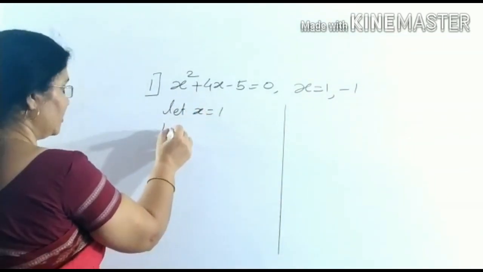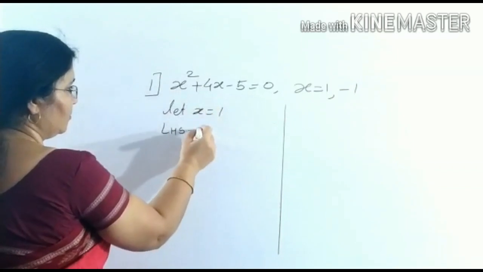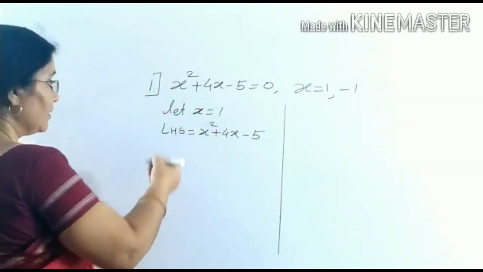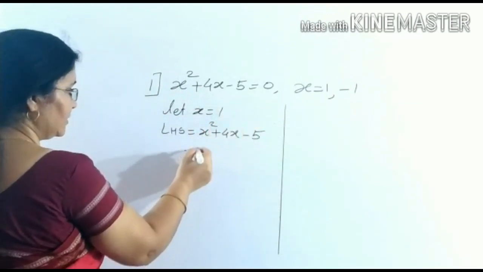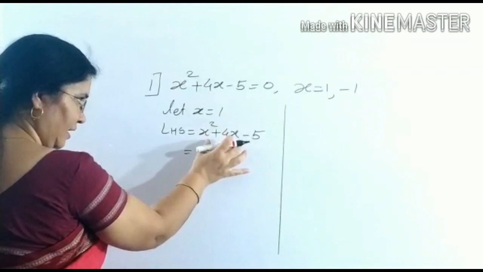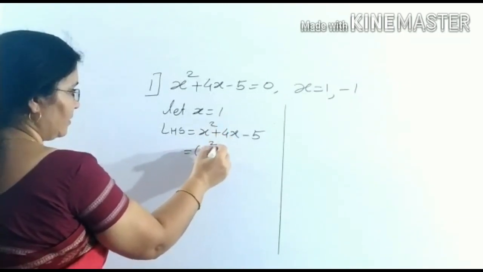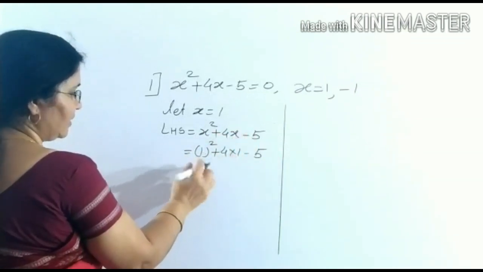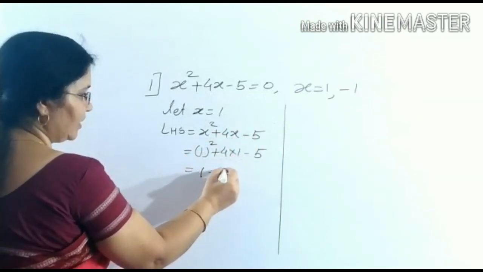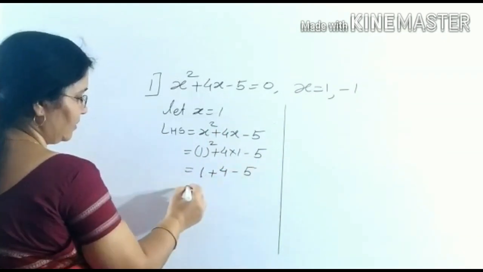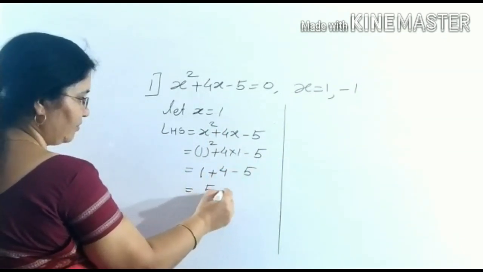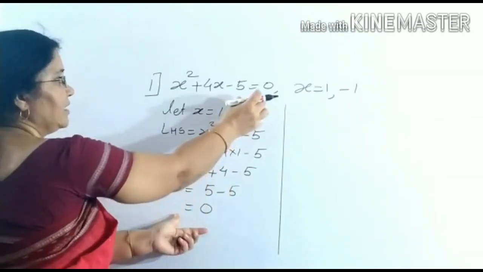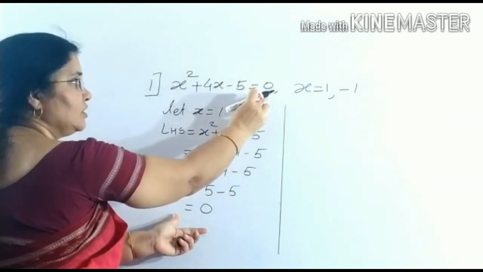I will take LHS of the equation. LHS is equal to x square plus 4x minus 5. I shall put this x is equal to 1 in this equation. In the LHS, 1 square plus 4 into 1 minus 5. 1 square is always 1, plus 4 into 1 is 4, minus 5. 1 plus 4 is 5, minus 5 is equal to 0. Now, what is the right hand side of this quadratic equation? It is 0.